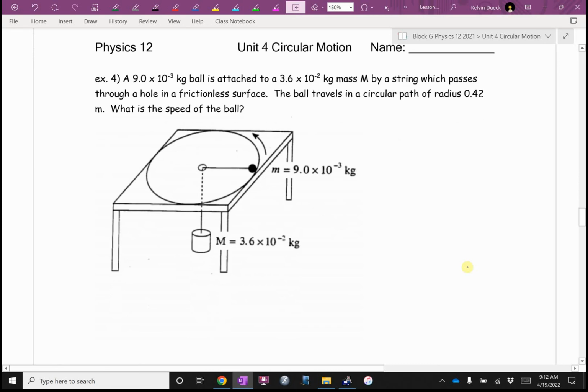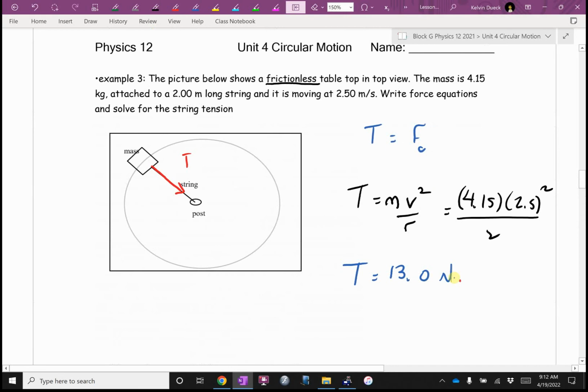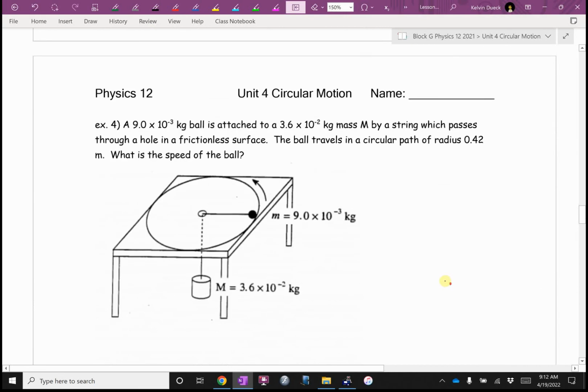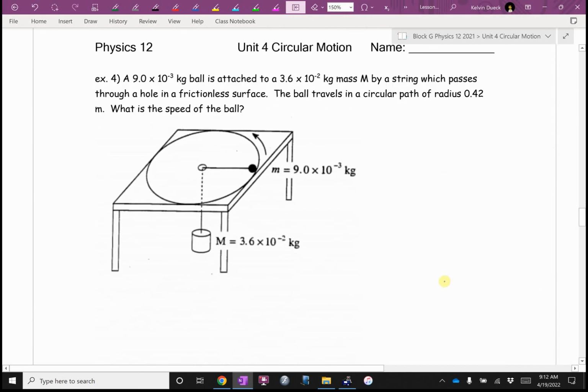Example 4 is kind of cool. Was there a part B? I think that was it, right? Yeah. A 9 times 10 to the negative 3 kilogram ball is attached to a 3.6 times 10 to the negative 2 kilogram mass, big M. Okay, bigger mass hanging down, smaller mass hanging up, by a string which passes through a hole in a frictionless surface. The ball travels in a circular path of radius 0.42 meters. What's the speed of the ball?